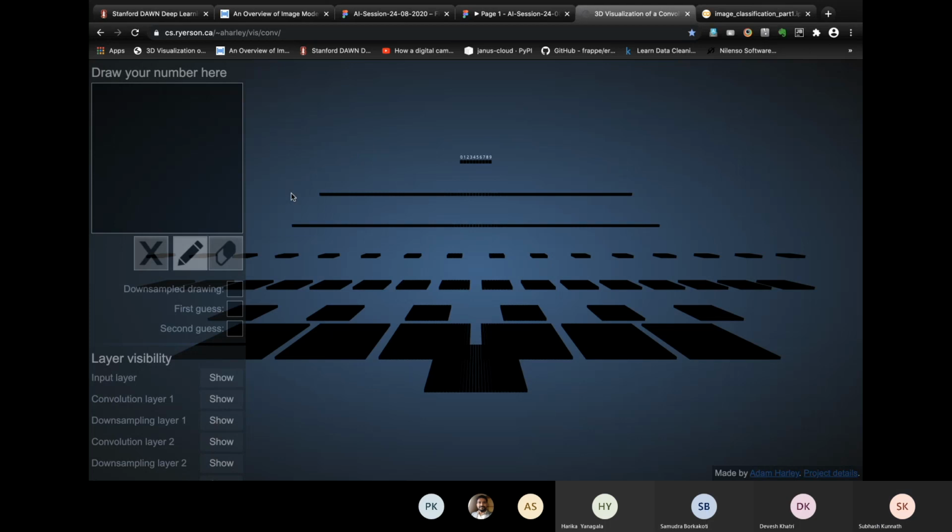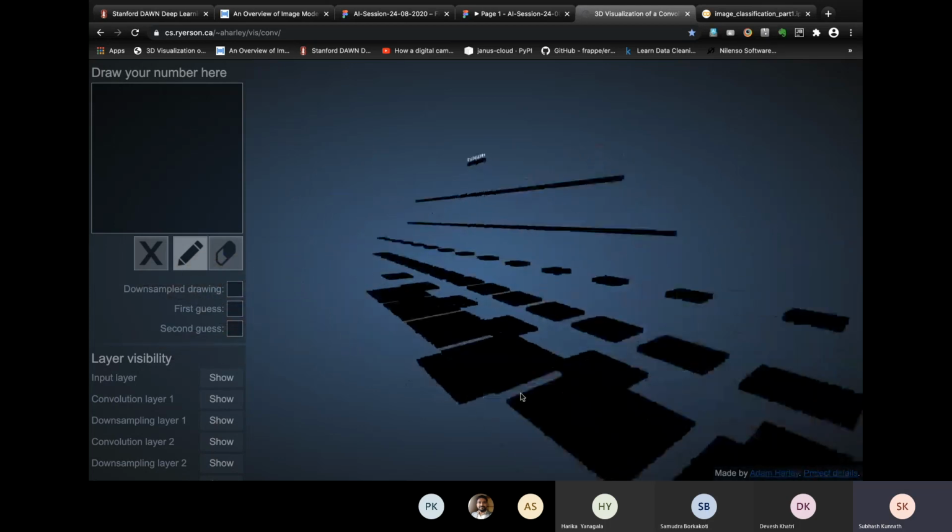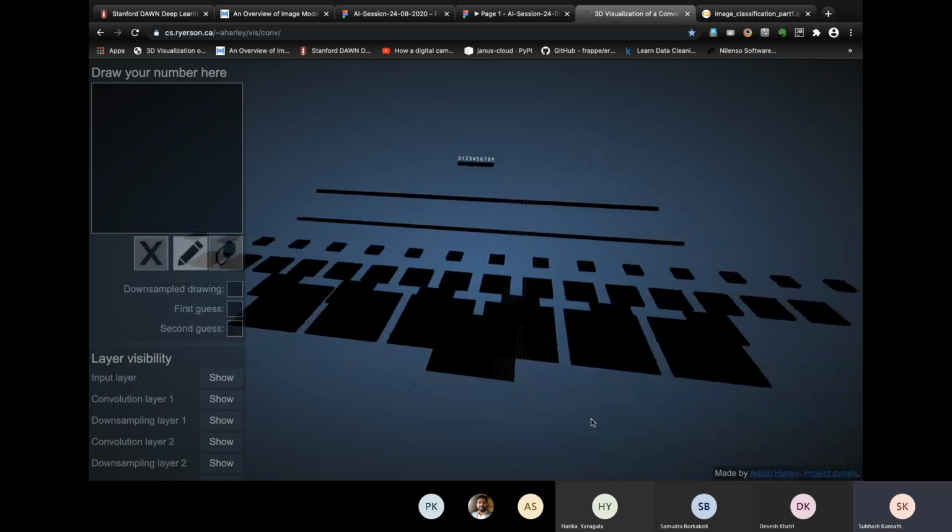3D visualization of a convolutional neural network. So the convolutional neural networks are arranged as. Can you all see this view?